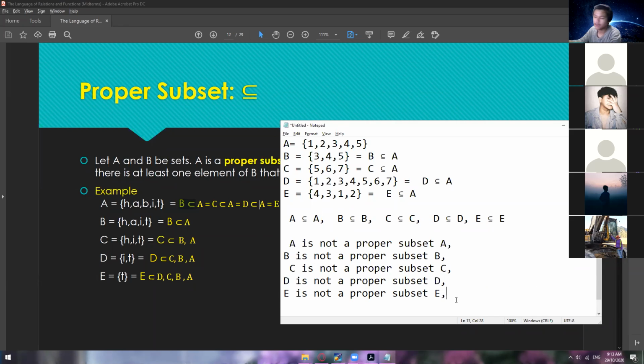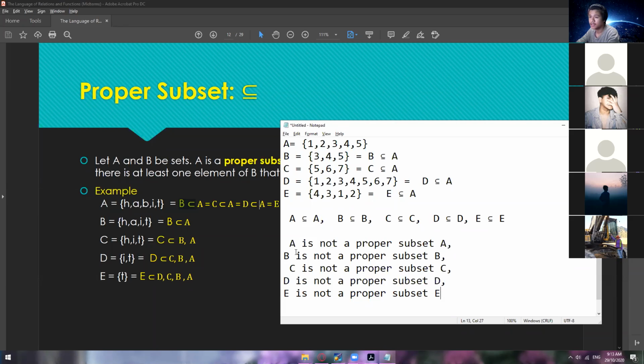Okay, so ito yung pinaka-main difference ng subset natin sa proper subset. So, a set of itself cannot be a proper subset of itself. Kasi nga, there should be at least one that is not on the proper subset.